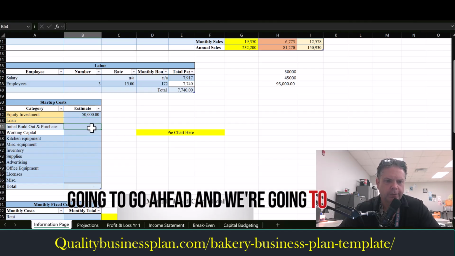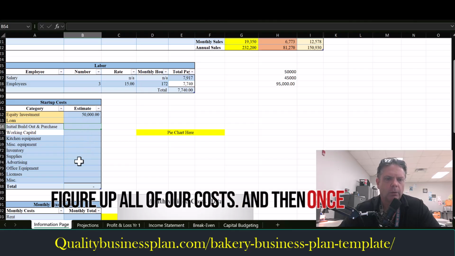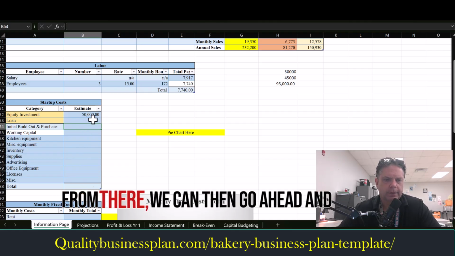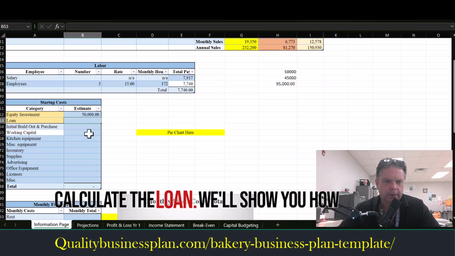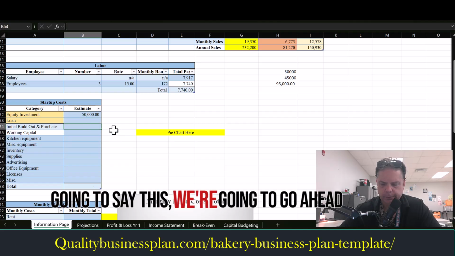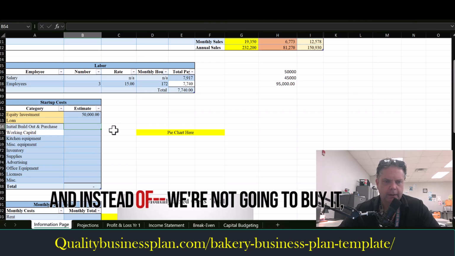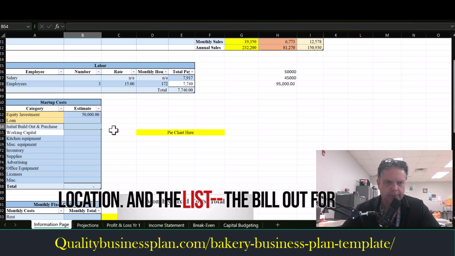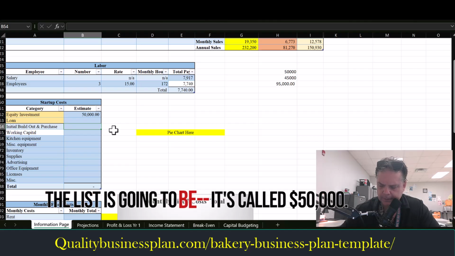We're going to figure up all of our costs, and then once we figure up our costs, we're going to back out how much we're investing, and from there we can calculate the loan. Let me show you how that's done. So initial business: instead of buying, we're going to lease a location, and the build out for the lease is going to be, let's call it, $50,000.